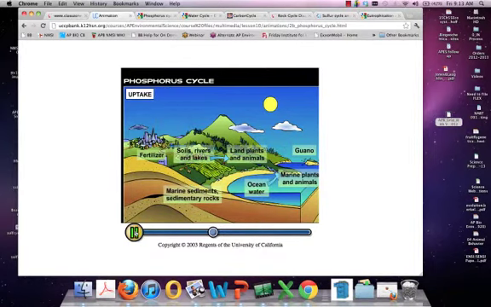Land and marine plants uptake phosphates from the soil or water. Animals uptake phosphorus by eating plants or plant-eating animals. Bacteria decompose dead land and marine plants, and marine birds excrete phosphate-rich guano. Sedimentation involves the deposition of phosphate-rich materials in the sediments of marine environments. They become buried and compacted into sedimentary rocks.